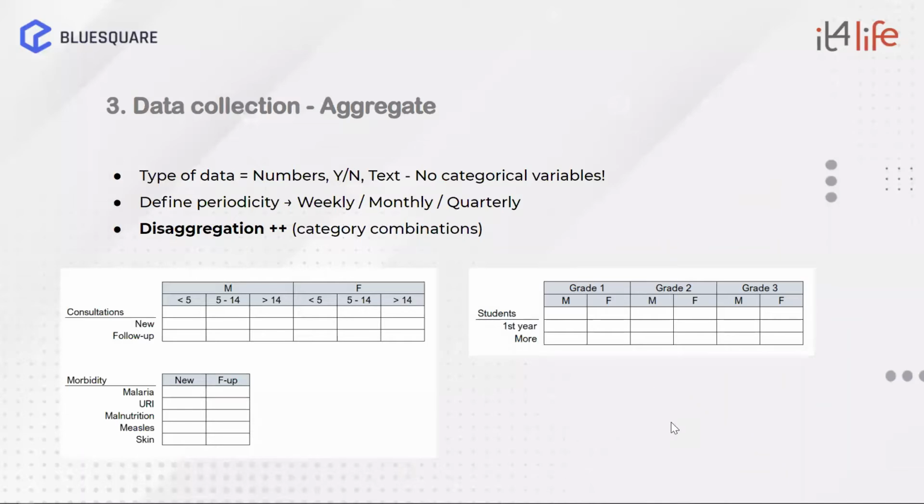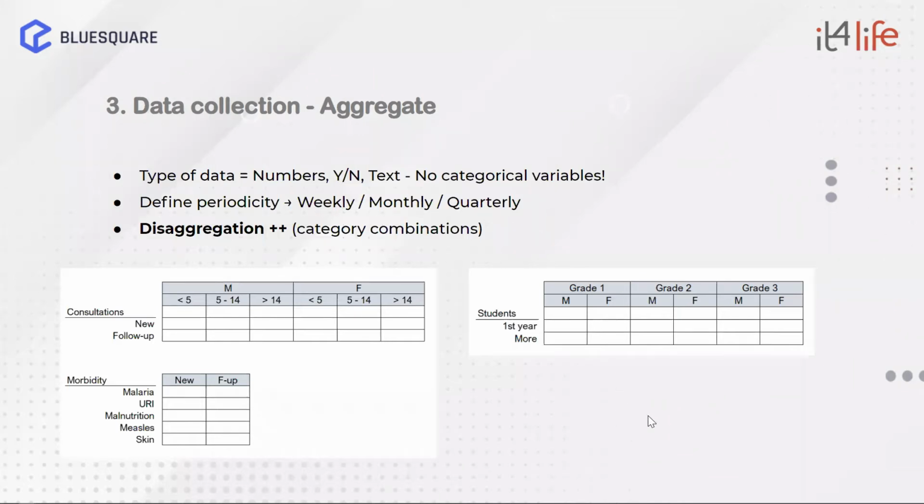Aggregate, so as I told you, mainly numbers, but also yes and no answers and some text. But there are no categorical variables. You cannot select an option in a list. You define the periodicity you want to collect on a weekly, monthly, quarterly basis. And there is an important feature on the category combinations that are used in the disaggregations.